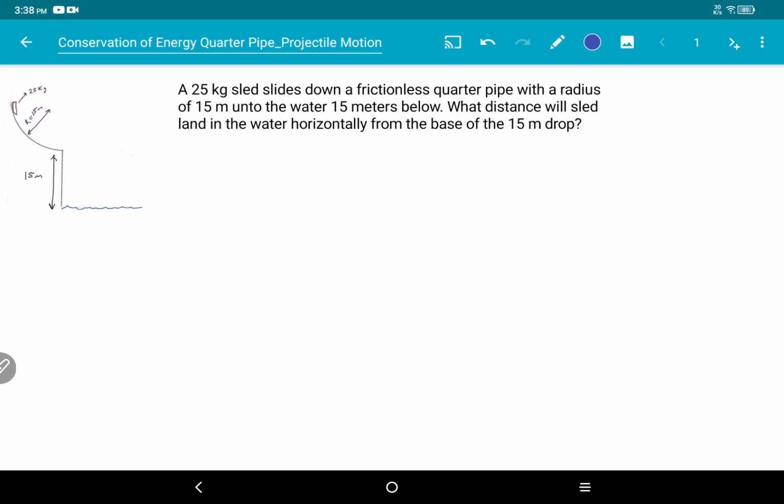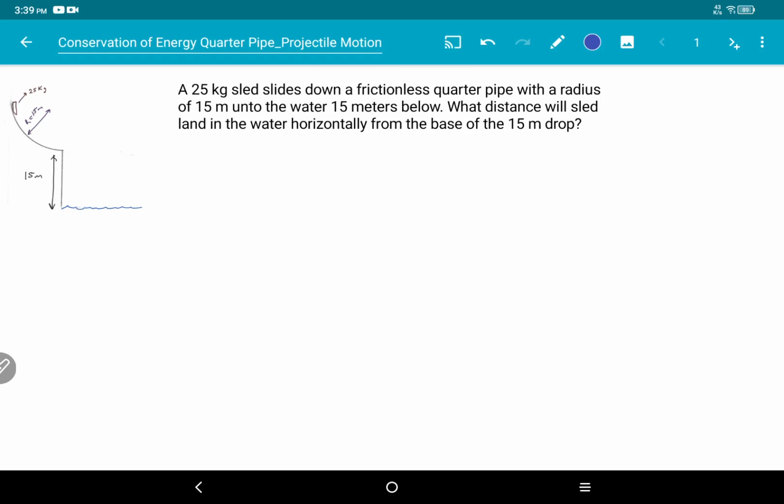Today we're going to tackle conservation of energy. We've got a sled that's 25 kilograms sliding down a frictionless quarter pipe, and it's going to fly out into water that's 15 meters below. The pipe itself also has a 15-meter radius, so we're going to use conservation of energy and projectile motion. Also, we're going to compare this to another planet and see what happens. So let's give this a try.